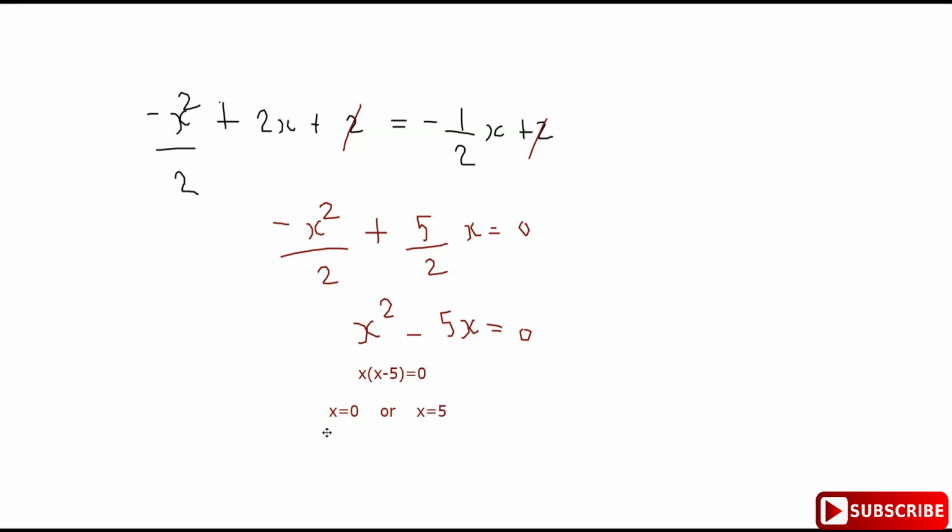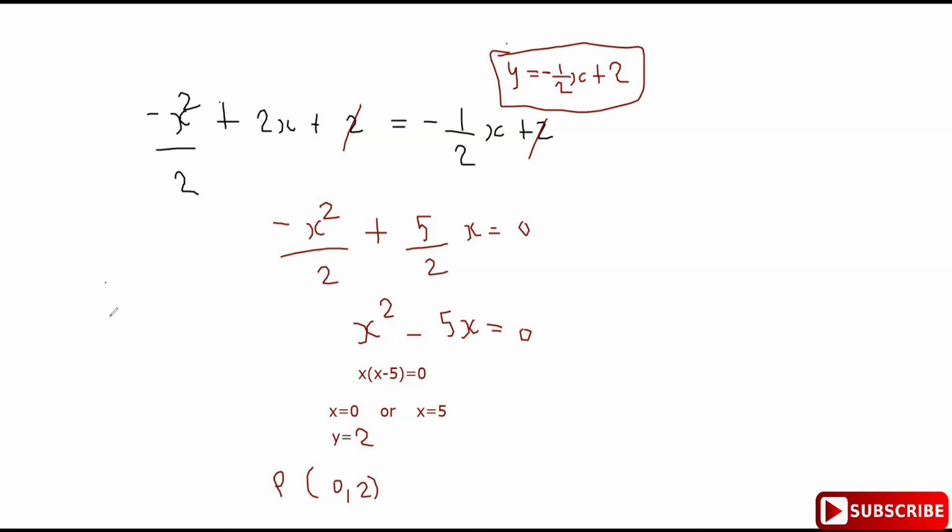Now at x equals 0, the y value: plug 0 into the equation of the normal, y equals minus a half x plus 2. You get y equals 2. And so you're getting the point (0, 2), but this is not Q, sorry. This is P.